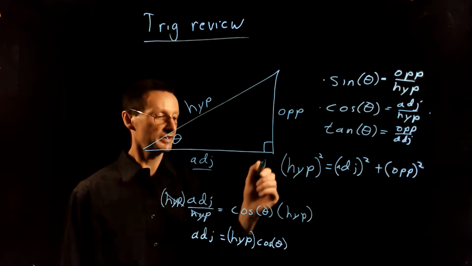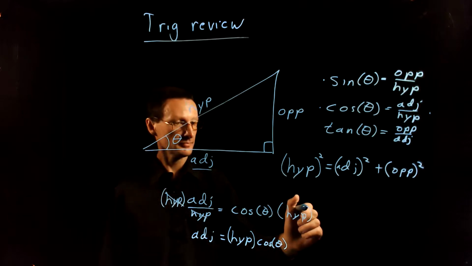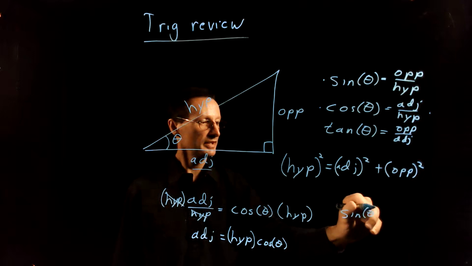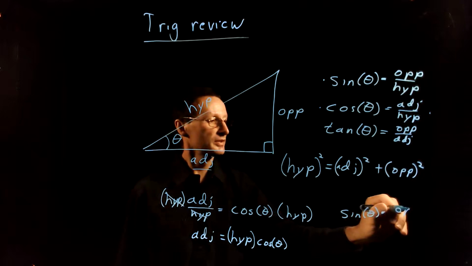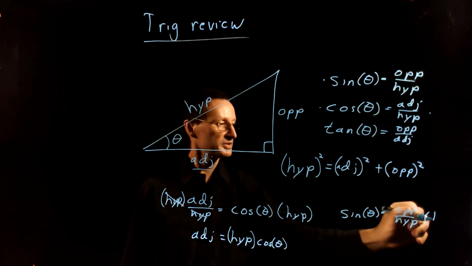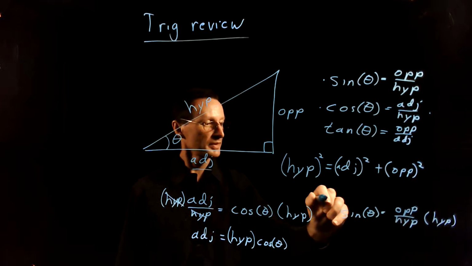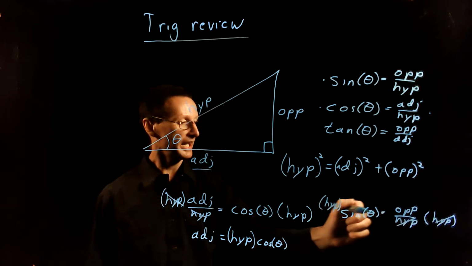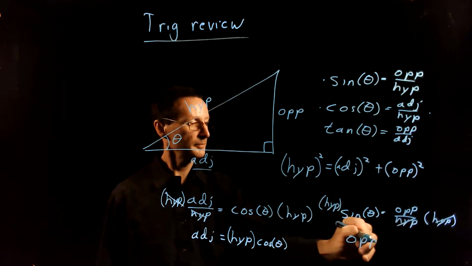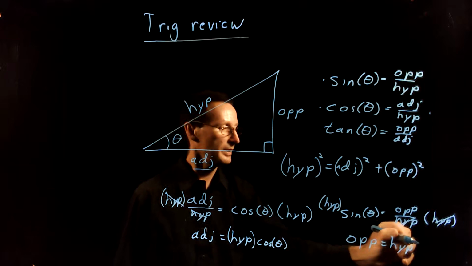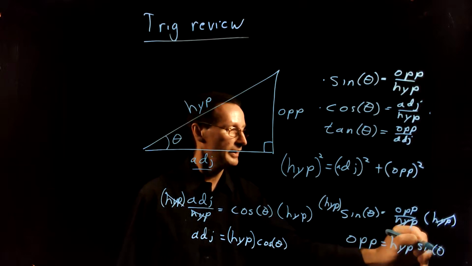And I can do a similar thing with the sine function here. I can start with sine is equal to opposite over hypotenuse. And I just multiply both sides by the hypotenuse. And of course it cancels from the bottom here. That was my intention. And I can solve for the opposite side here. The opposite side is equal to the hypotenuse times the sine of the angle theta.